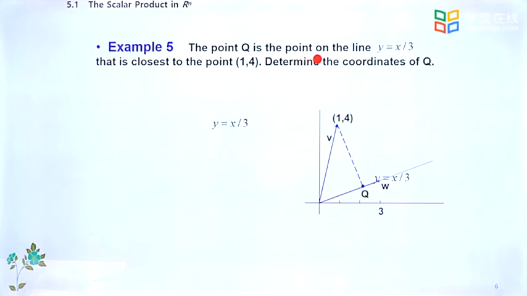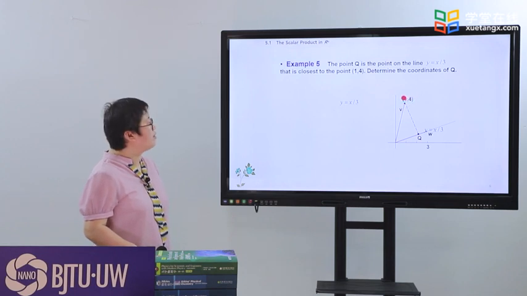Now we consider this example. The point Q is a point on the line y equals x over 3 that is closest to the point (1, 4). We are asked to determine the coordinates of Q. Like in this figure, here we have the line y equals x over 3, and here we have one point, (1, 4). This point is not on this line. We want to find one point Q on this given line that is closest to this given point (1, 4). So how to do this?